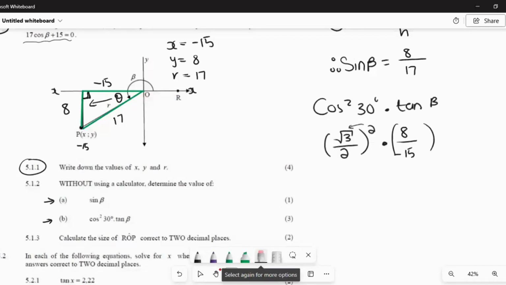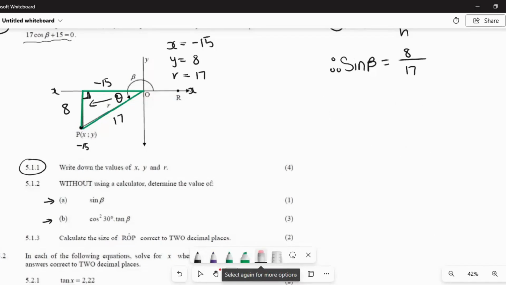Okay. And then now they're also saying that we should find beta on this question. They're saying calculate the size of ROP. ROP, it is the theta that we spoke about. So in this case, you can use any function on the SOHCAHTOA because you have all the sides. So let's just use the most common one that we normally use in most cases, which is sine.